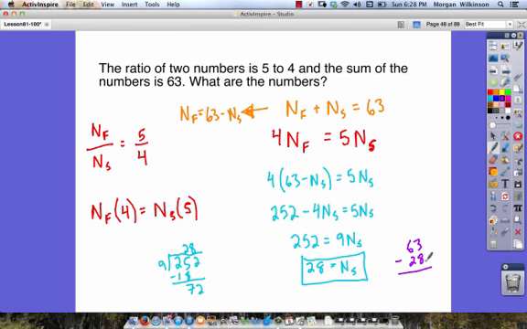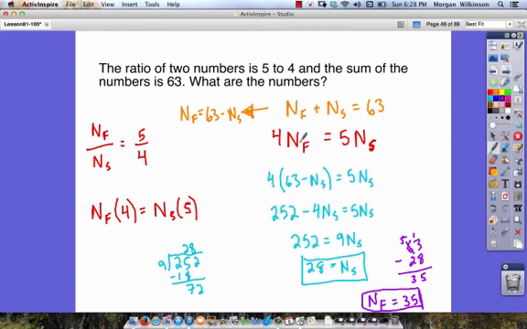Well, if we work through this math, we'll borrow from the 6 to get 5, and 13 minus 8 is 5. 5 minus 2 is 3. So we've got 35. Our first number, n sub f, equals 35. We've got both answers. 28 plus 35 equals 63.